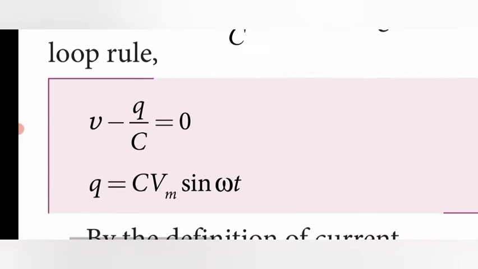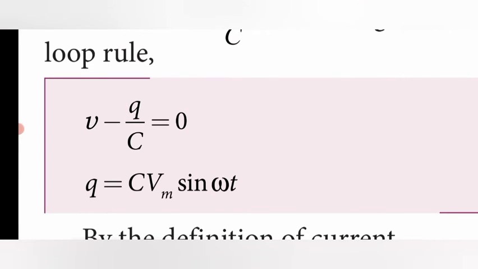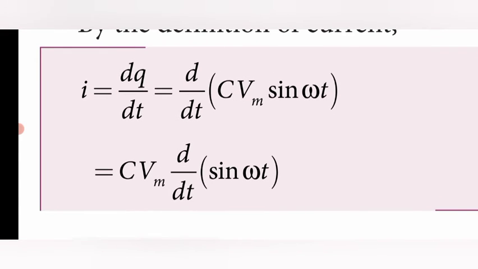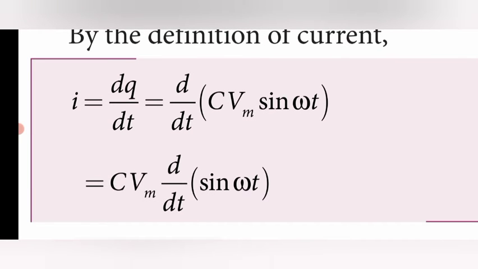Now you have to substitute the value of V, that is Vm sin omega t. By the definition of current, the current is the rate of flow of charge, so I is equal to dq by dt. Substitute the q value in the above: d by dt of C Vm sin omega t. Take the constant values outside, so C Vm d(sin omega t) by dt. So this is the equation.